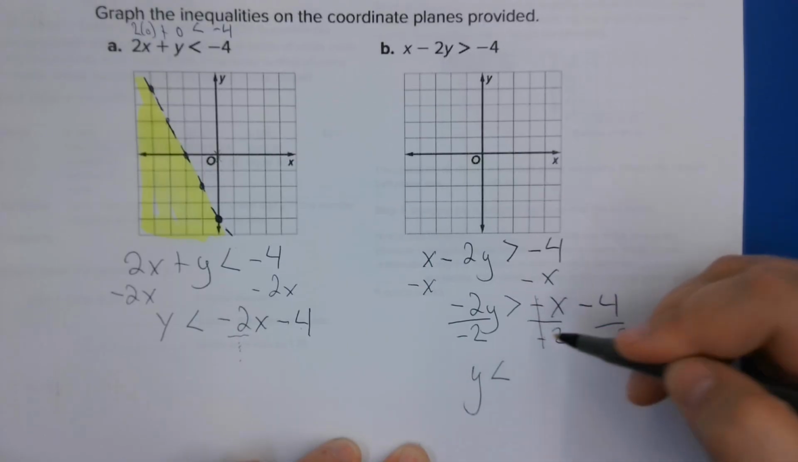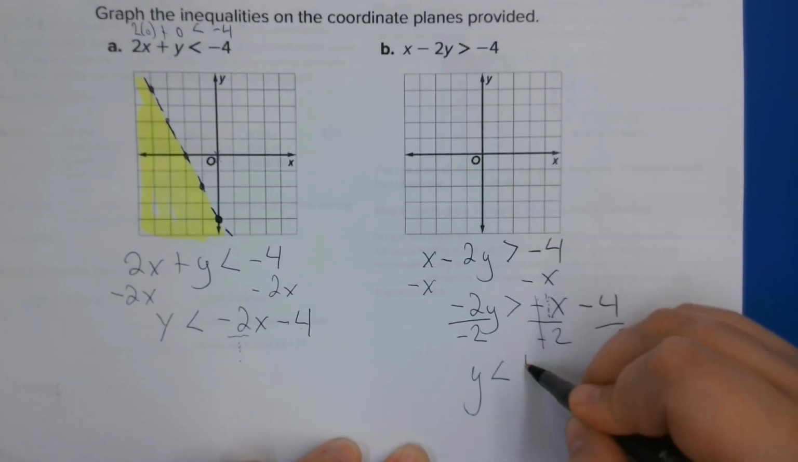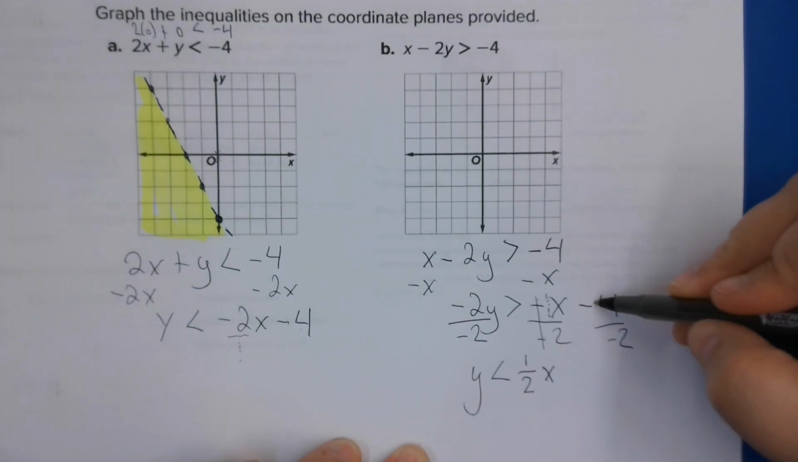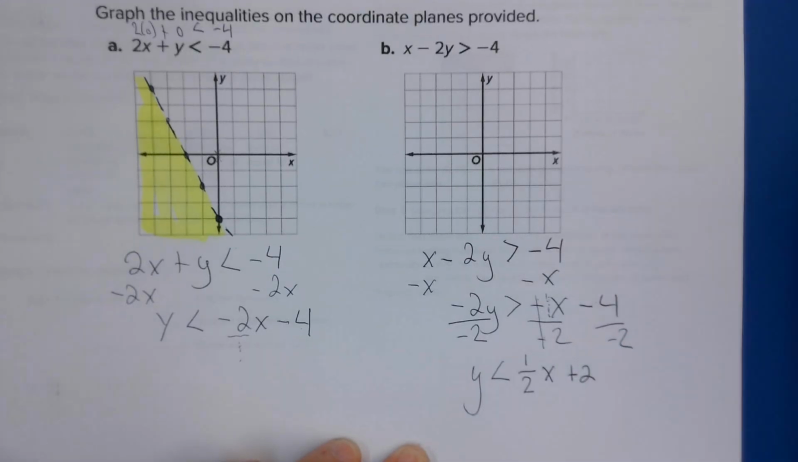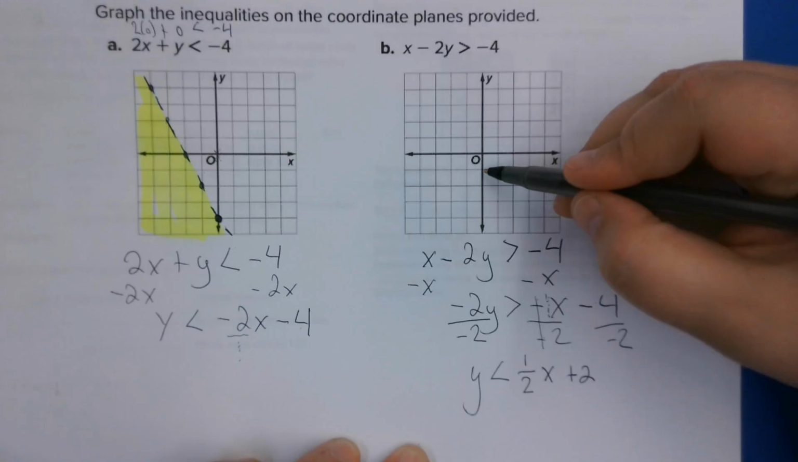Negative, negative cancels out, so this is going to be positive. There's an invisible 1 there. So I've got 1 over 2x. And then negative 4 divided by negative 2 is positive 2. So here I have my y-intercept is 2.